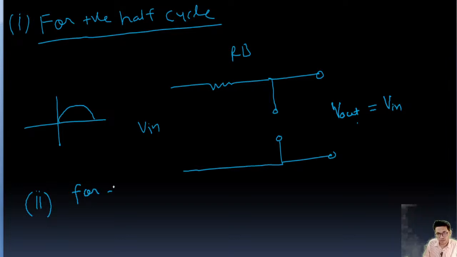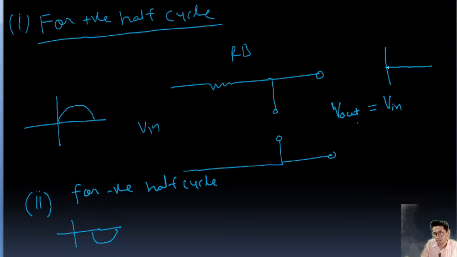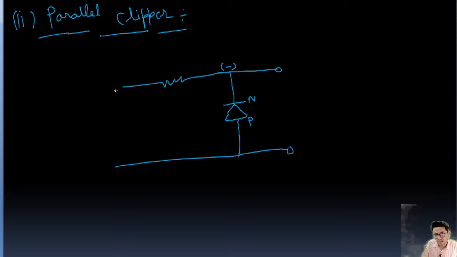The second case is the negative half cycle, meaning this part of the half cycle, right? So in that case V input is going to be V output, which means this will be the circuit. For the negative half cycle, you can see this is negative and this is positive. Negative negative means this is going to be forward bias. If forward biased, then this diode is going to be short circuited, right? So the figure is going to be like this.